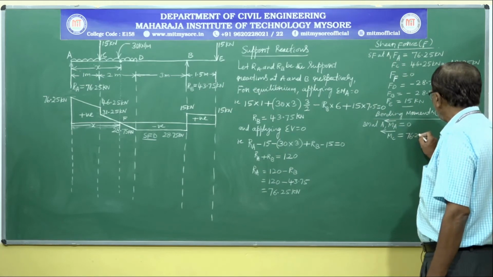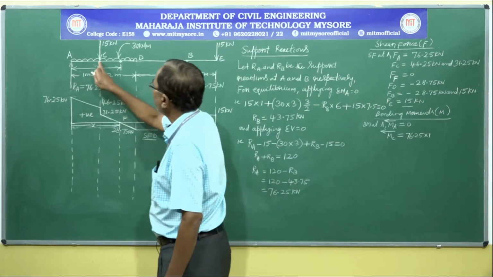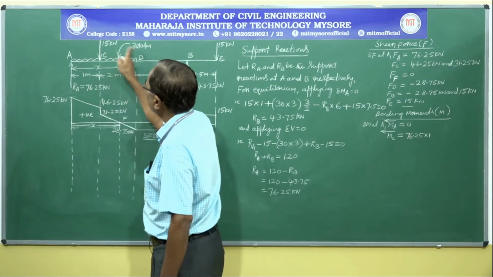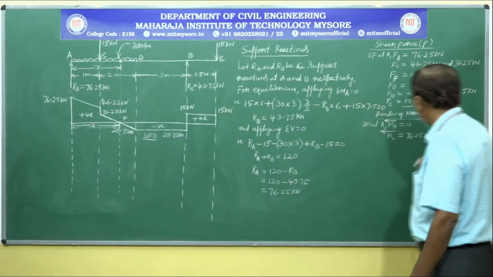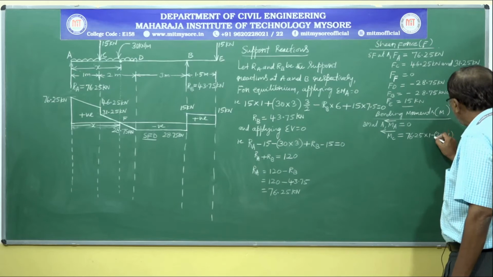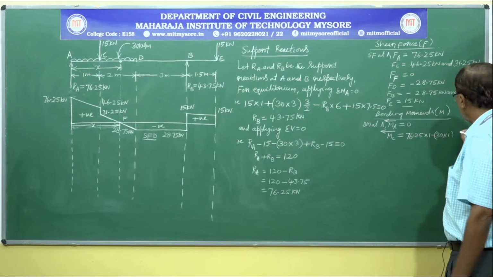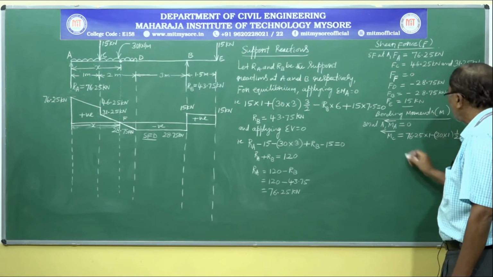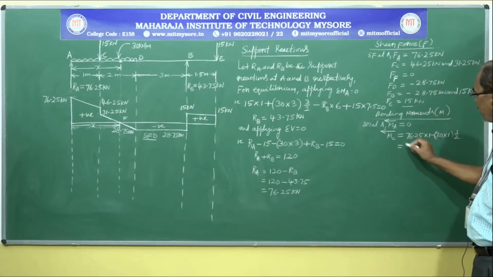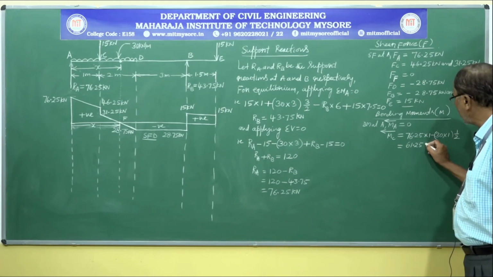76.25 into 1, and this UDL will create an anti-clockwise moment, minus 30 into 1 into 1 by 2. 30 into 1, we are converting the UDL to a point load, into 1 by 2 means it is acting at the midpoint of the UDL. So only two loads to the left of C. Solving, you will get the bending moment at point C equal to 61.25 kilonewton meter.